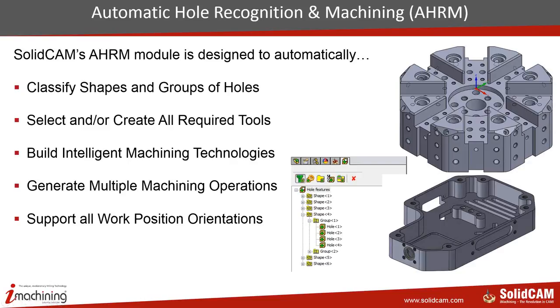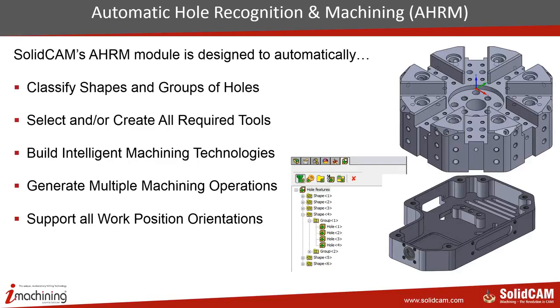Now, what exactly is automatic hole recognition and machining? Well, it automatically scans the entire part, and it classifies every single shape and group of holes on the part itself. What do I mean by shapes? You'll see that in a few moments.